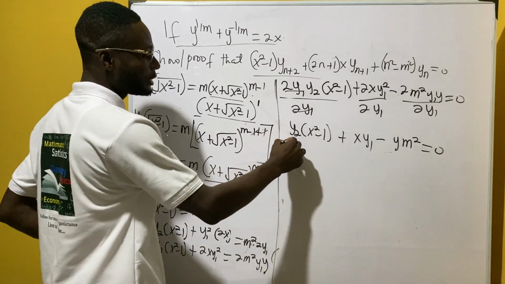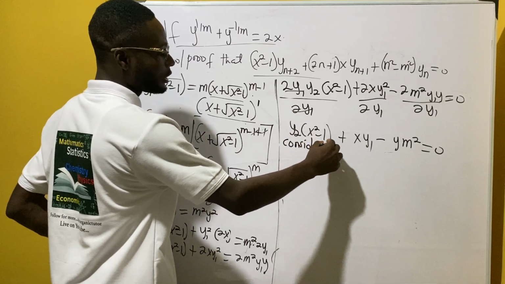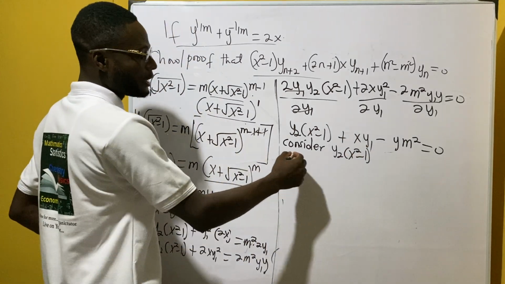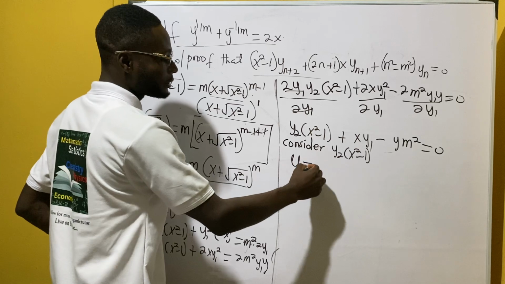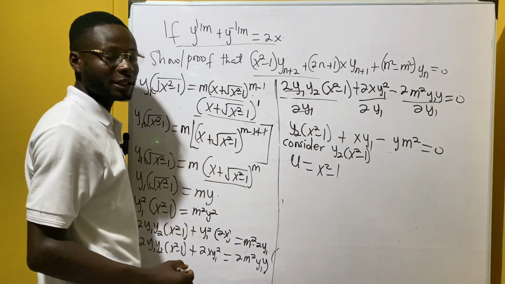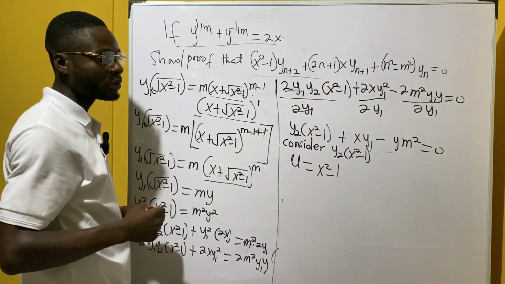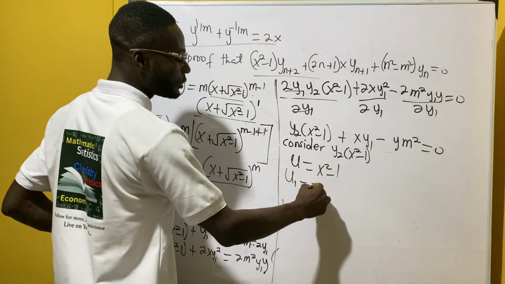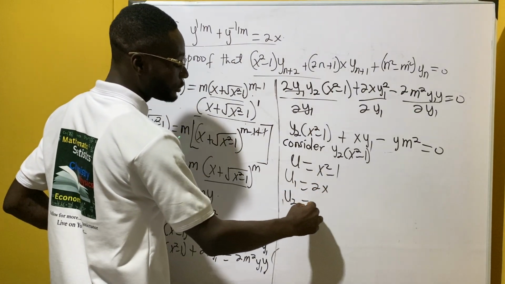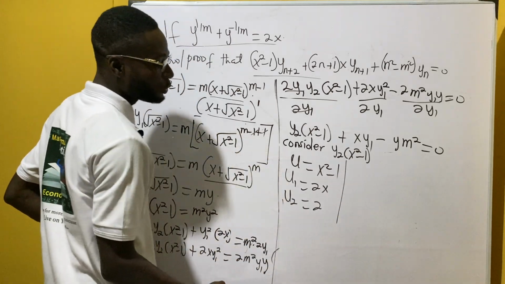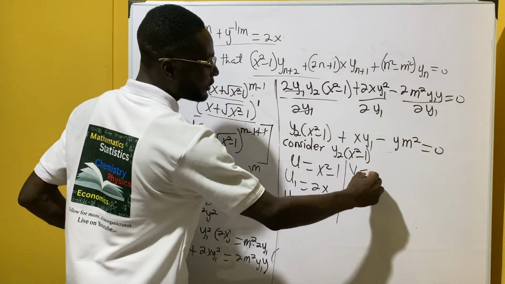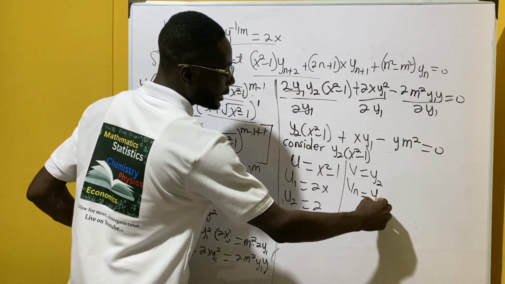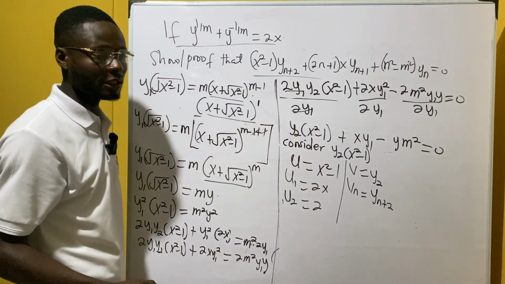Let's consider y2 into (x squared minus 1). We consider u as x squared minus 1, because that is the function we can differentiate to a constant. So the first differential is going to be 2x, and the second differential is going to be 2. Then we can identify our v, and our v is equal to y2. So we can say that vn is equal to y(n plus 2).